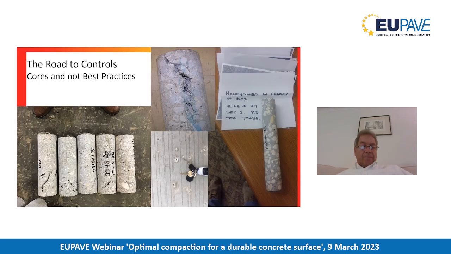Some further results from cores that have been taken on slabs that have come to the end of their life early. The slide in the middle shows a number of little potholes, and this could be as a result of impurities in the mix design, or maybe clay's been left in there.